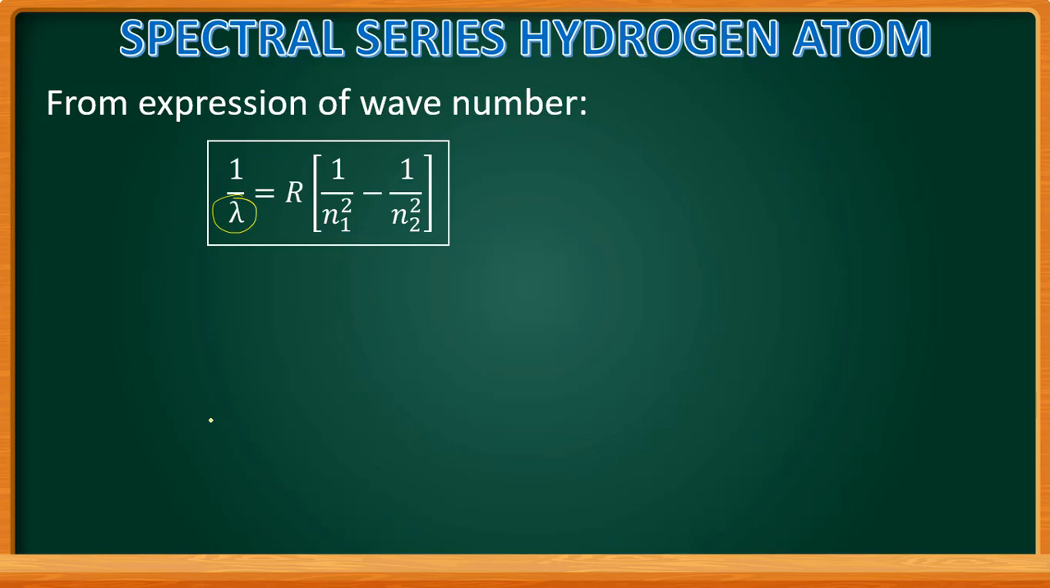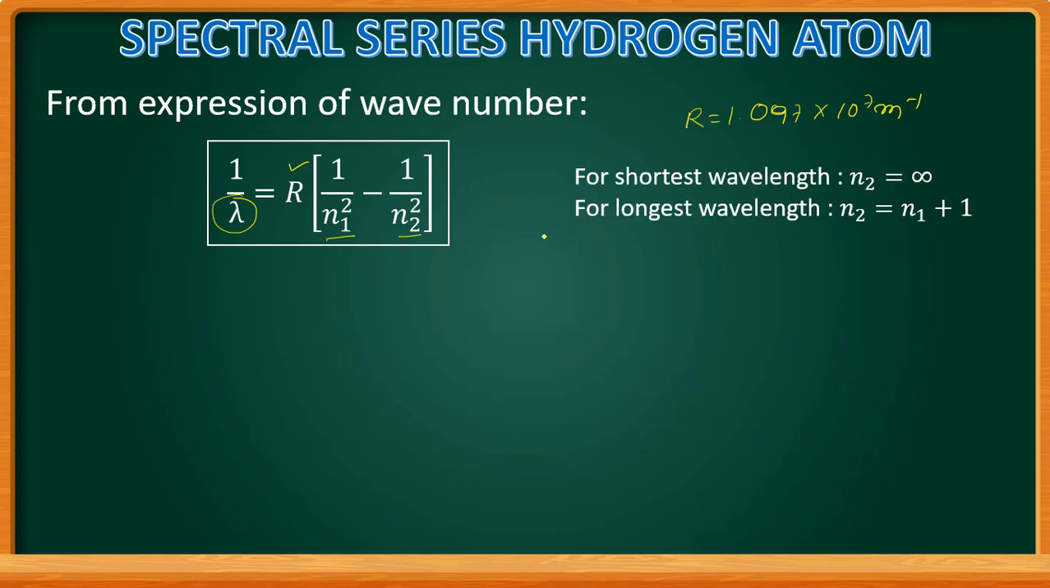As we know, when an electron jumps from a higher orbit to a lower orbit, it must emit some energy, and we know that energy is hν. From that hν we can find the value of lambda, the wavelength of the radiant energy. R is the Rydberg constant, and its value is 1.097 × 10⁷ meter inverse. Here n1 is the lower energy level, remember this, and n2 is the higher energy level.